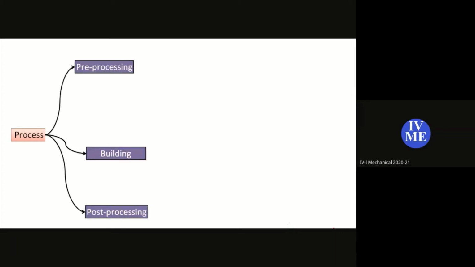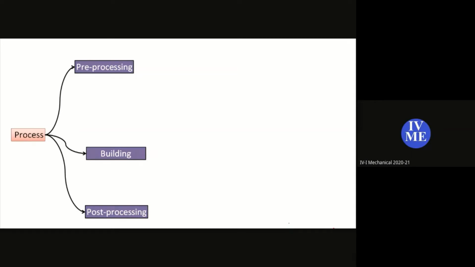Let's come to the process. What are the processes involved in laminated object manufacturing? The process consists of three phases. The first phase is pre-processing, the second is building, and the third is post-processing. Now, what is pre-processing?